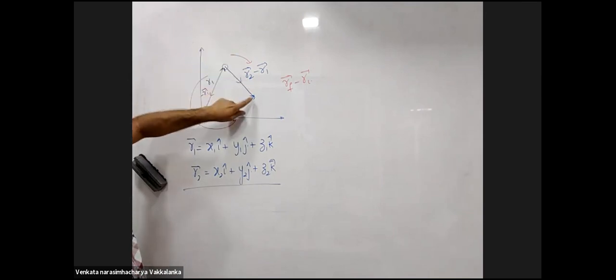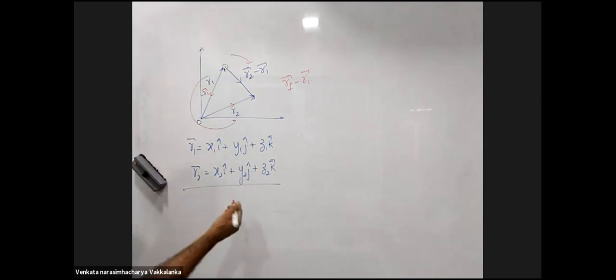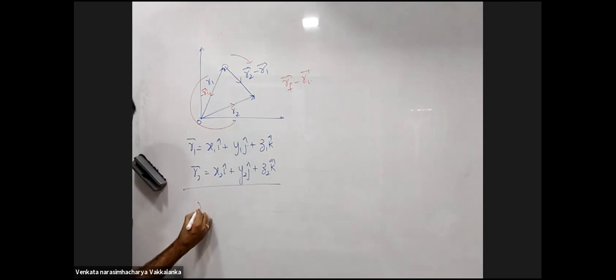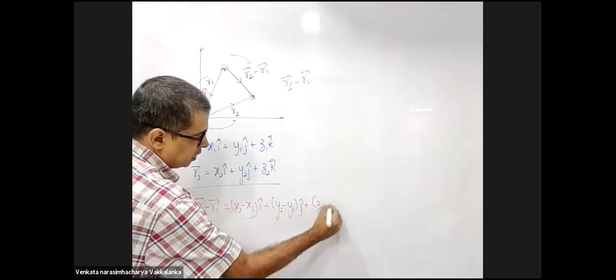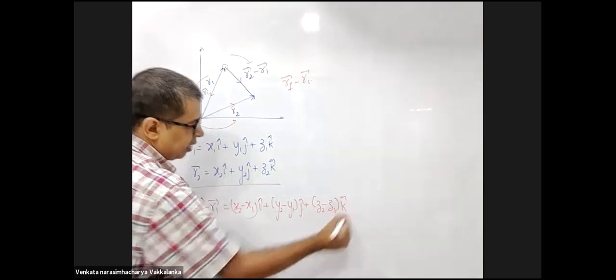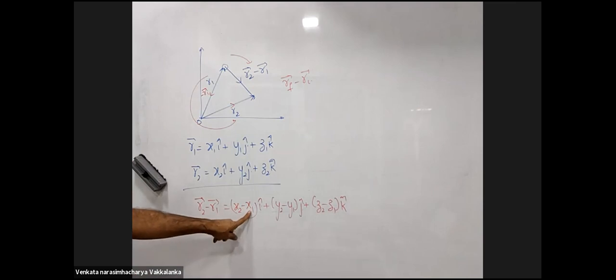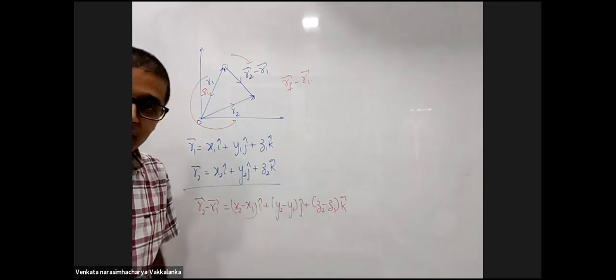The final coordinate minus the initial coordinate. Right? And what will that be equal to? R2 minus R1 is x2 minus x1 i cap, y2 minus y1 j cap, z2 minus z1 k cap. Final coordinate minus the initial coordinate for x, y, and z.